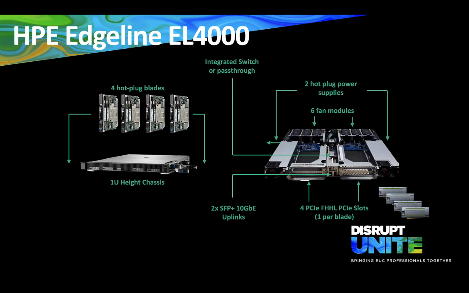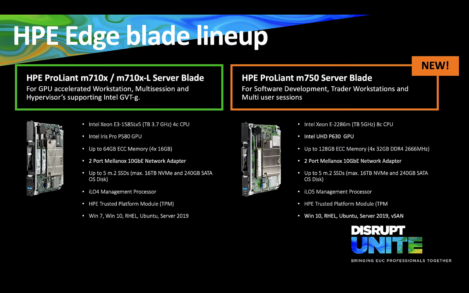And now comes the interesting part. You have 4 PCIe slots, 1 per blade. So that means you can actually add an extra GPU, because the hot plug blades do have GPU on it with onboard GPU. But if you need more GPU power, then you can actually add GPUs in it. So this is something I'm so excited about because it takes the solution way further compute-wise.